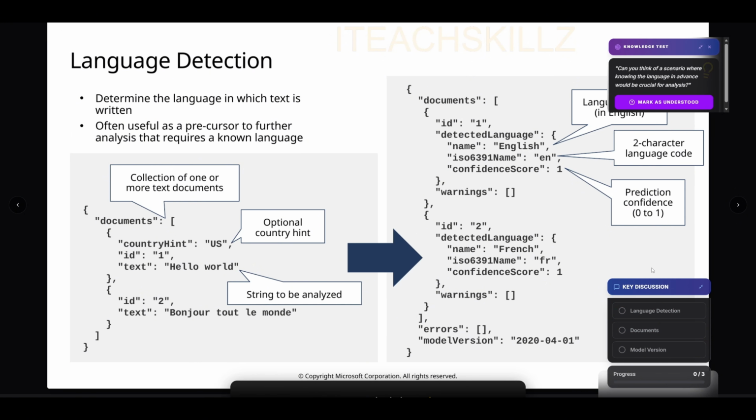Language detection is like having a smart translator that figures out what language a piece of text is written in, which can be very helpful before diving deeper into the analysis. Imagine it as a detective identifying clues from different languages to set up further investigations. In our example, each document has an ID and contains text in various languages like English or French, along with associated confidence scores that indicate how sure the detection is. The system uses models such as April 1, 2020 to accurately identify these languages, ensuring reliable results. Additionally, there's a feature where you can hint at the country to improve accuracy, like using US for American English.